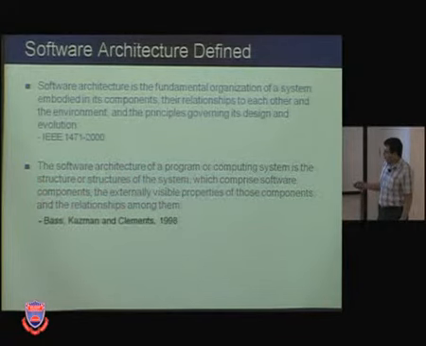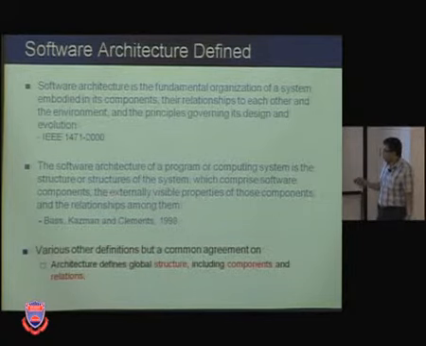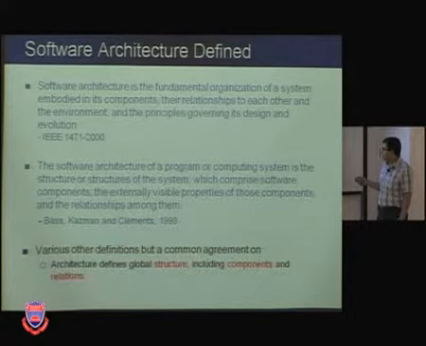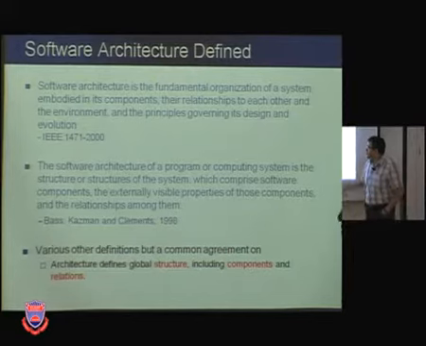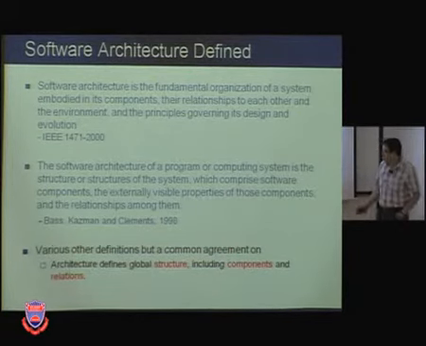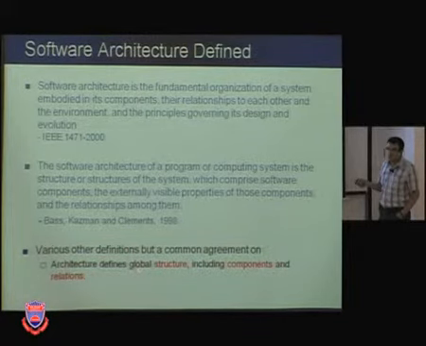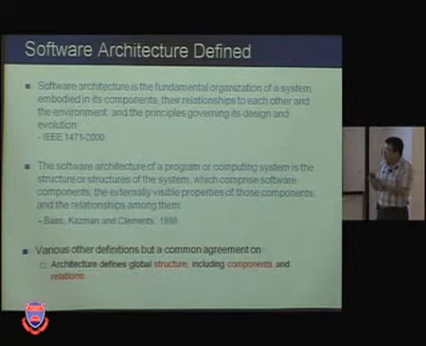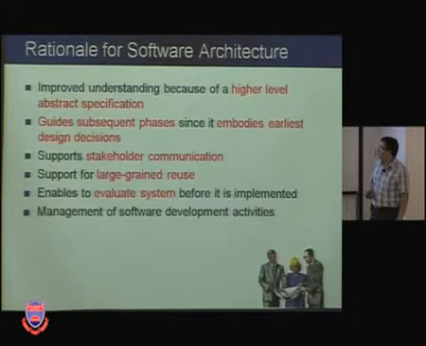This is from Kazman, Bass, and Clements. The software architecture of a program is the structure or structures, so defining multiple views, which comprise software components, externally visible properties of those components, and the relationships. Several other definitions we can also observe in the literature. These are two nice definitions, but there is also some common agreement on what architecture is in general, even though the definitions are not precisely the same. Architecture is gross level structure, including components and relations among these components.